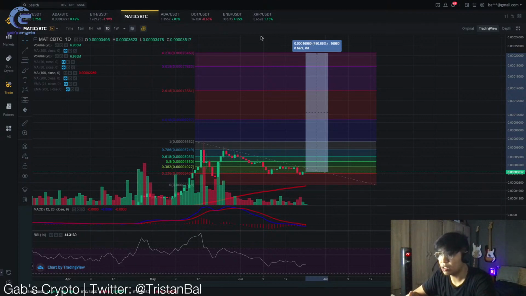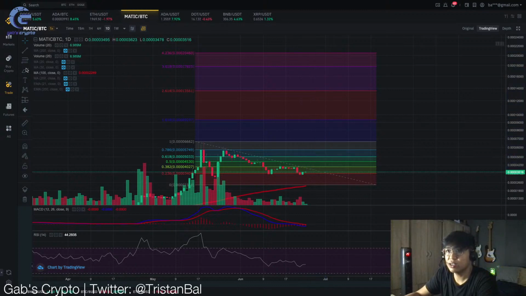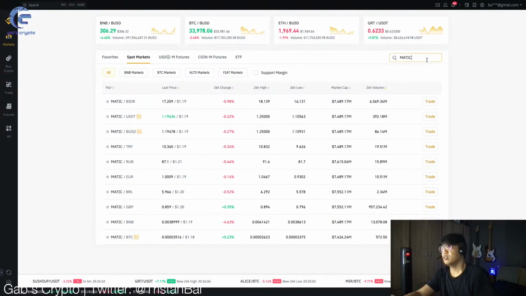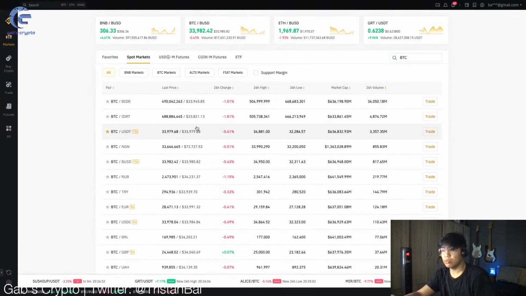So if nag-buy ka na Matic ngayon, ang lowest profit na pwede mo makuha is around 90% kasi of course babalik tayo sa all-time high. So if bumili ka ngayon ng Matic, ang pinakamaliit na profit na makukuha mo for Matic is 90% from this point of time up to the all-time high, and the maximum is around 480% of profit. So anyway, we'll end this video in a bit since medyo matagal na tayo. And yeah, let's go back to the Bitcoin short-term price and siguro let's wrap up this video.